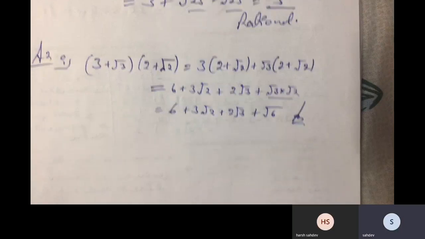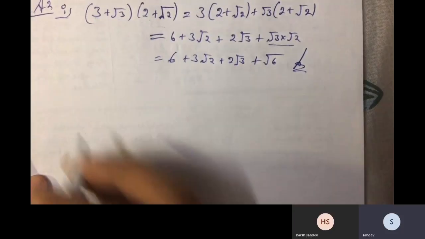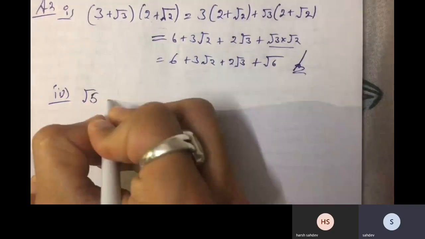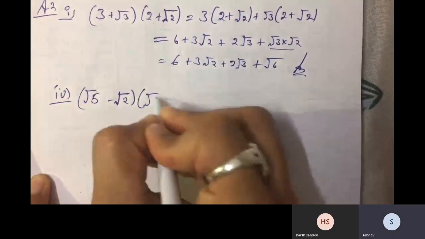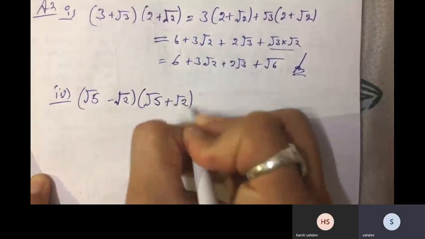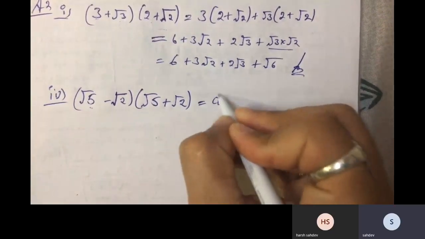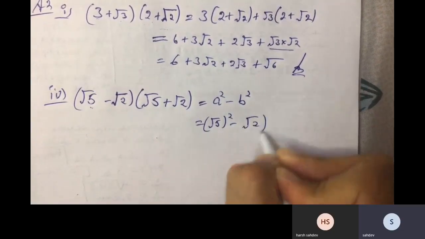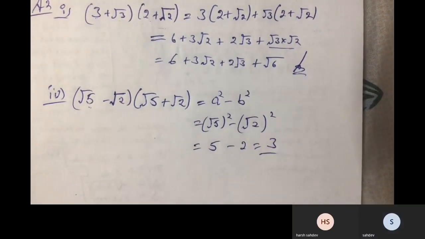Next was a very easy one. Let's take the fourth one. All of them are easy. You can do it on your own also. Under root 5 minus under root 2, bracket under root 5 plus under root 2. This is simple. A minus B and A plus B gives A square minus B square, that will be under root 5 square minus under root 2 square, and the answer will be 5 minus 2, that is 3. Next number, let's see what it is.